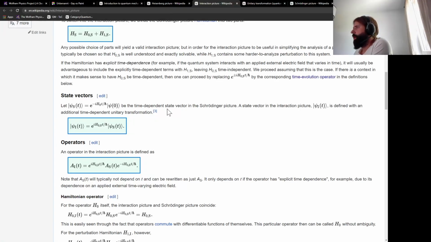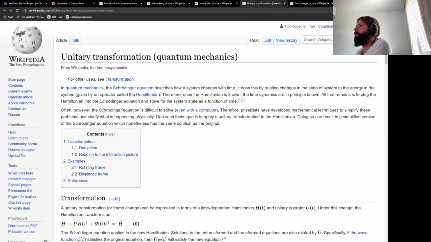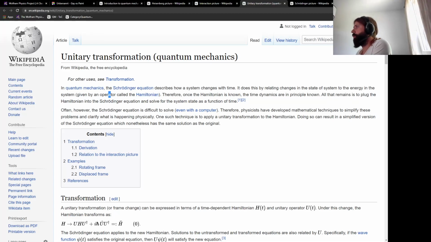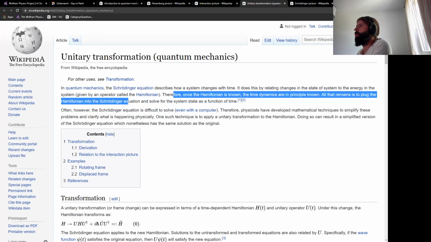State vector in the interaction picture. A state vector in the interaction picture is defined as an additional time-dependent unitary transformation. That's why changes in the state of a system relate to the energy in the system, given by an operator called the Hamiltonian. Therefore, once the Hamiltonian is known, the time dynamics are in principle known. All that remains is to plug the Hamiltonian into the Schrodinger equation and evolve the system state as a function of time.